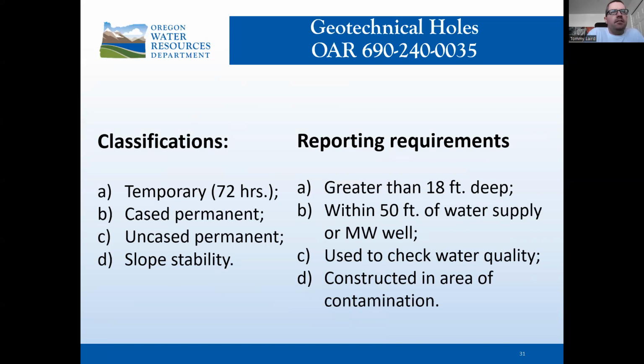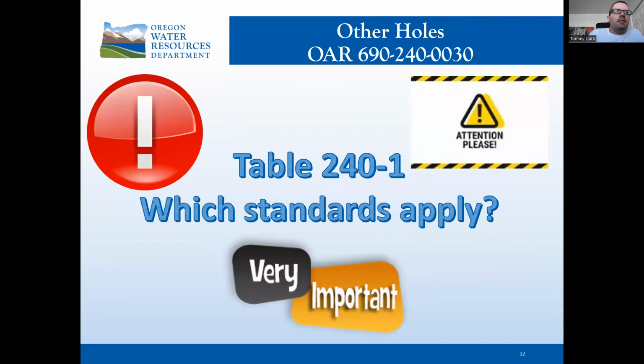The reporting requirements are if they are greater than 18 feet deep, within 50 feet of a water supply or monitoring well, are used to check water quality, or constructed in an area of known contamination. A very useful tool can be found in the appendix in table 240-1. Essentially, it will tell you what the hole type is and what rules apply specifically to that hole.